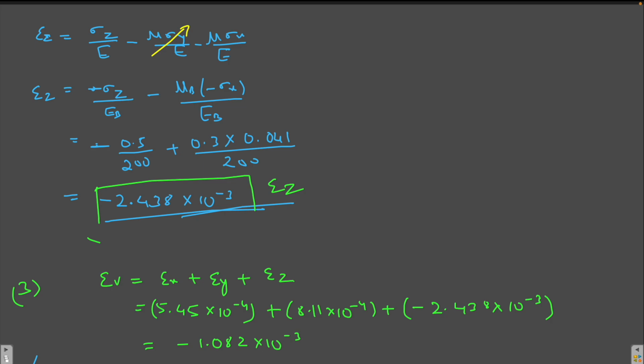And this minus sign over here shows that the volume of the cube B is getting reduced. The net volumetric strain is compressive in nature. So with this we have completed part A of the question. Part A has 3 parts, so we have completed that. And let's move on to part B.